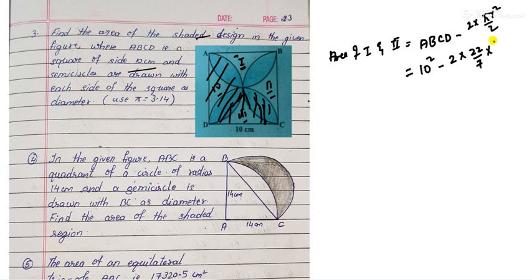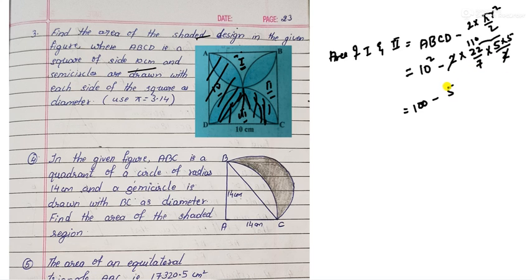So again, pi r is how much? Total is 10, so r will be 5. So 5 into 5 by 2, correct. So here the 2s will get cancelled, okay, and this will be 100 minus this. Or else you can do like this, 5 2s are 10, 11, so this is 50.